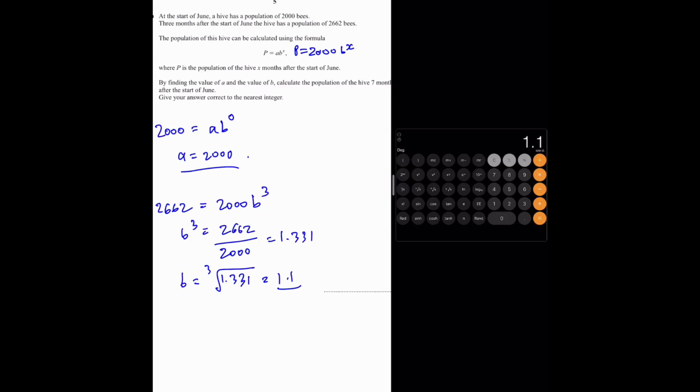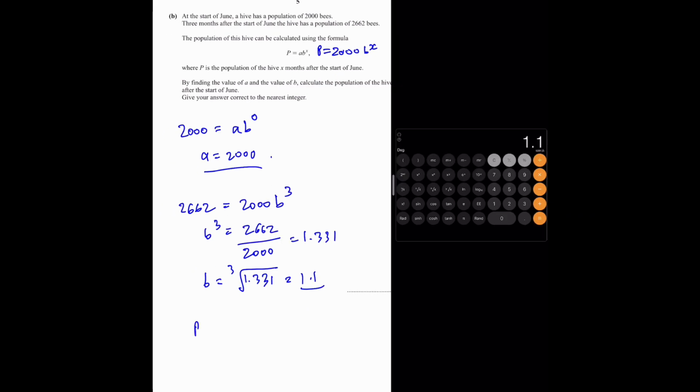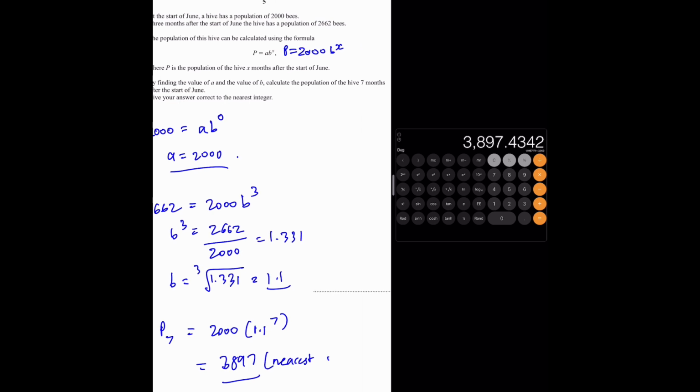So the population of the hive 7 months after the start of June, P7 I'll write that, is going to be 2000 times 1.1 to the power of 7. That's going to be 1.1 to the power of 7 here, and multiply by 2000, we get 3897 to the nearest integer, of course, as asked in the question. And that will be our final answer. Now let's go to question 4.